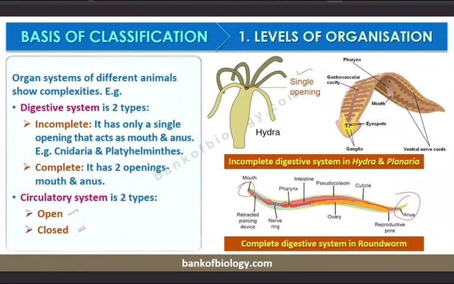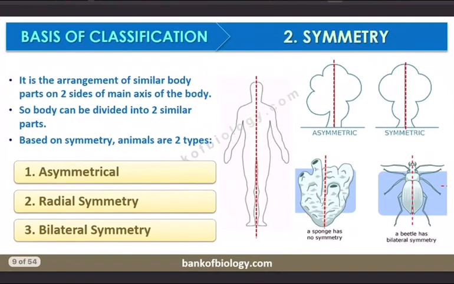And circulatory system is also of two types, open circulatory and closed circulatory. In open circulatory, the blood flows freely. It is like a swimming pool. There are no arteries and veins, no blood vessels. Whereas in closed circulatory system, the blood flows through arteries and veins. Blood does not flow anywhere other than that.